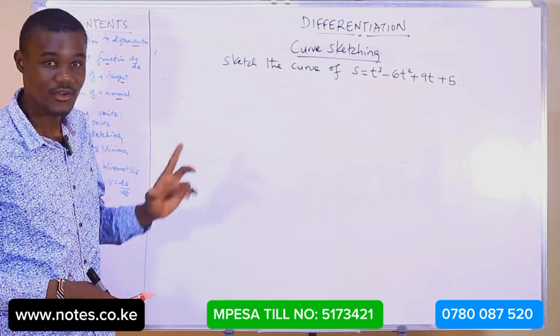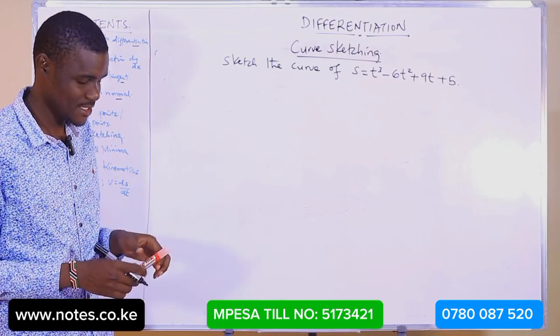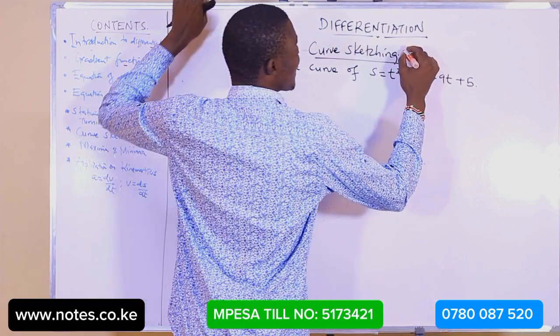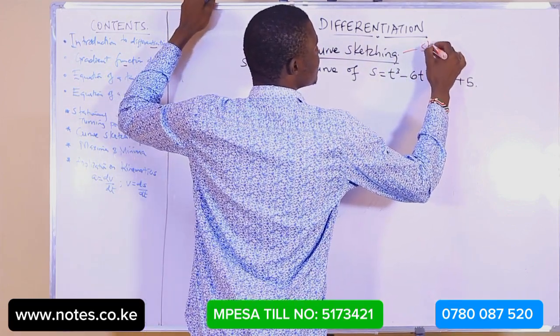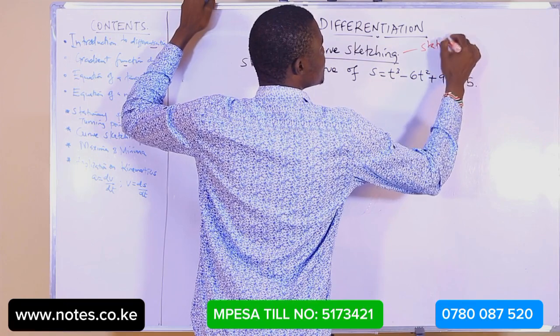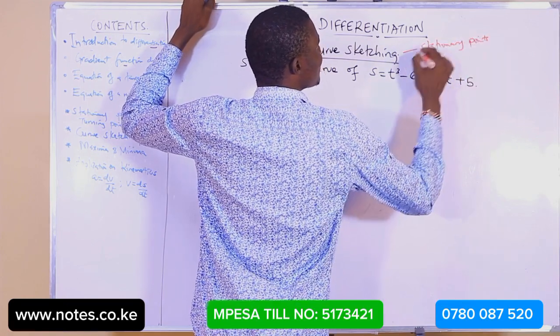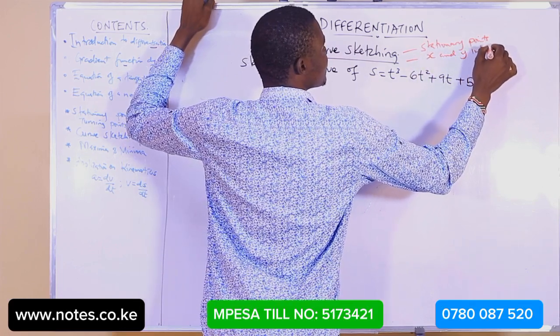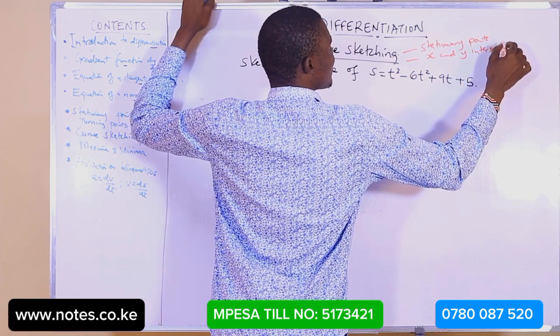Yeah, so this is another second example, and the point I'm stressing is that when you are told to sketch a curve, the major things you need are stationary points or turning points, and the other thing you need is x and y-intercepts. And this is another example.